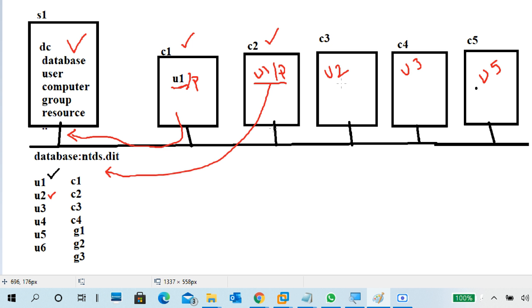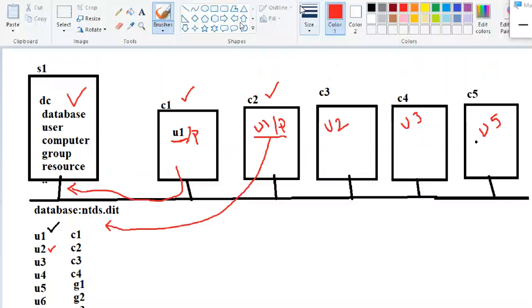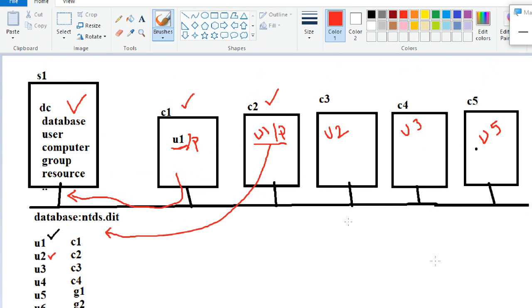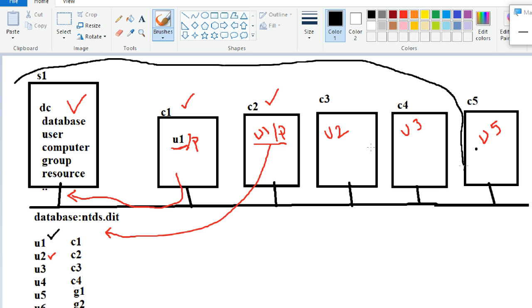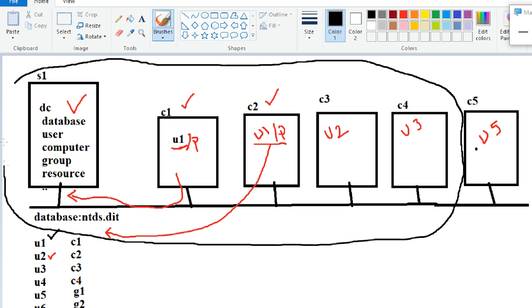If it is there in the database, then it is in the domain. If it is not in the database, it is not in our domain. Logically not in the domain. Physically it is connected, but logically it is not in the domain. Very good, that's the point. If you understand that point, you understand. A domain is a logical administrative boundary of users and computers. Of course, other things are also there, but logically it is an administrative boundary of users and computers.